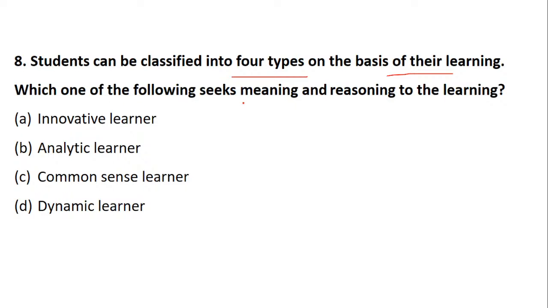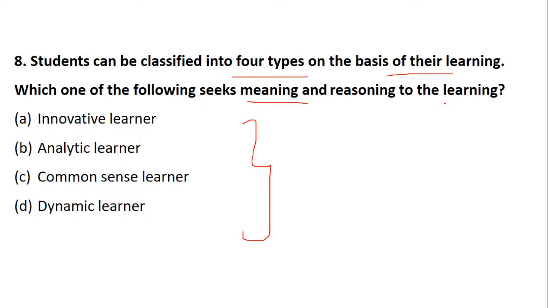Which of the following seeks meaning and reasoning to the learning? So from the given learners like innovative learner, analytical learner, common sense learner or dynamic learner, which is it basically talking about? Meaning and reasoning to what? Yes, memory level.